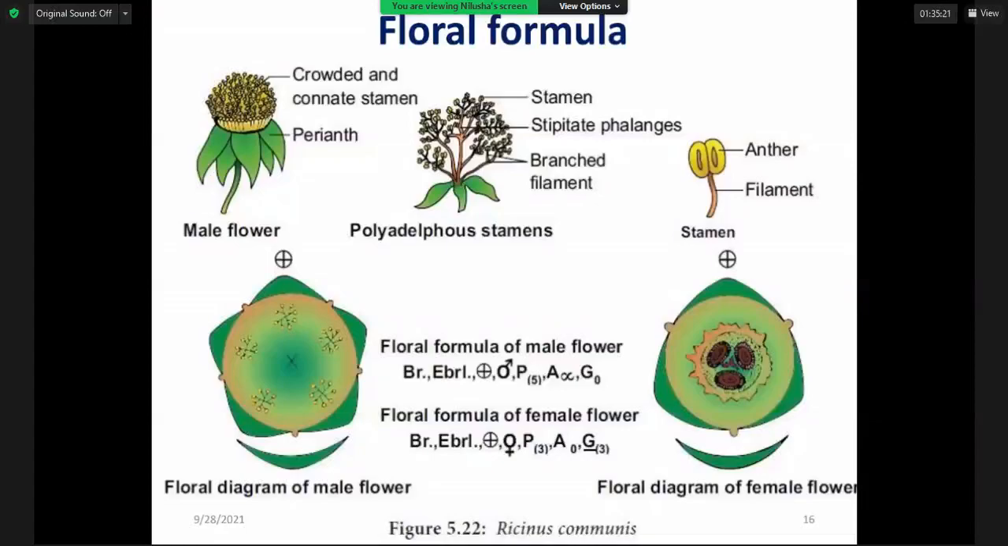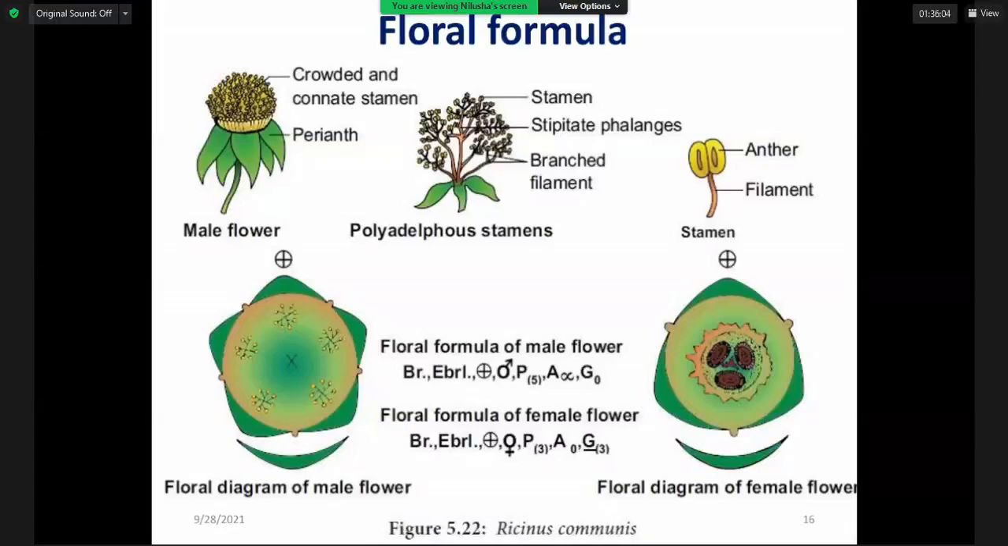Yes, ma'am. That male flower has a perianth and stamens there. Below that is the male flower floral diagram. Here you can see below that diagram there is the bract, because this flower also has bracts. So we write capital B and simple r for the bracteate flower. Next we have capital E, simple B, R and L for the ebracteolate condition.